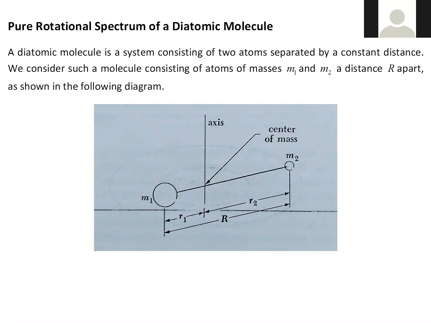So the first atom having mass m1 is at a distance of r1 from the center of mass, and the second atom which is having a mass m2 is at a distance r2 from the center of mass. Clearly, small r1 plus small r2 is equal to capital R.